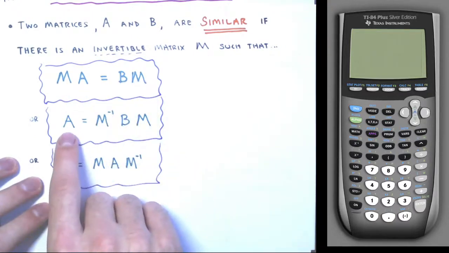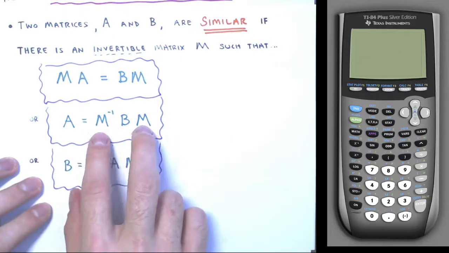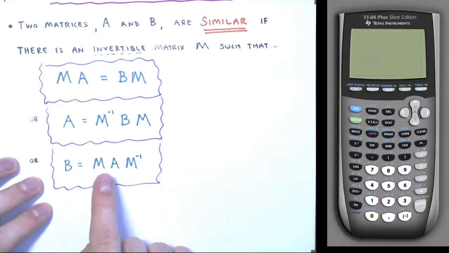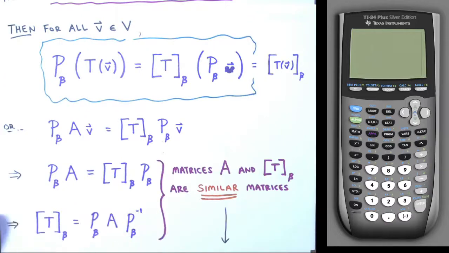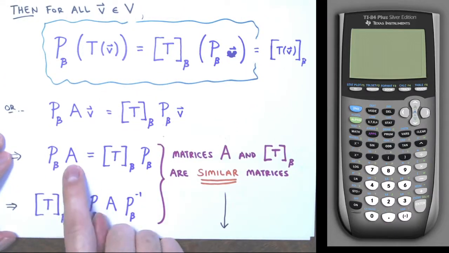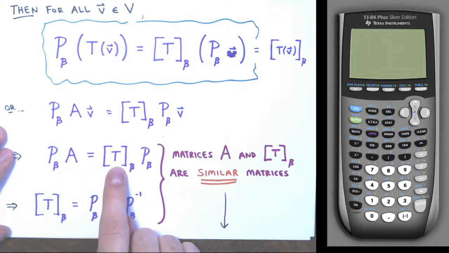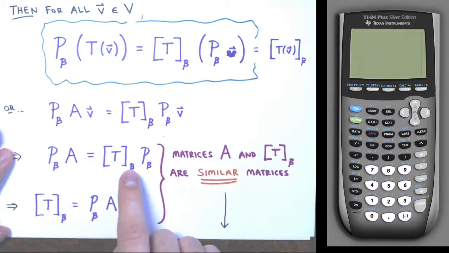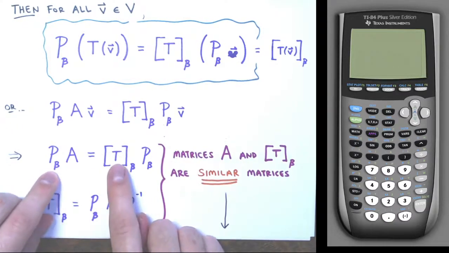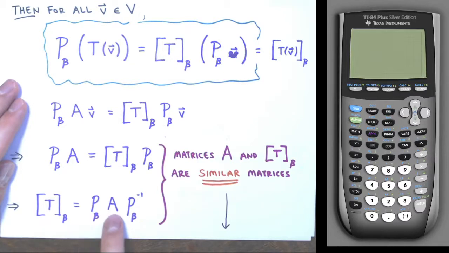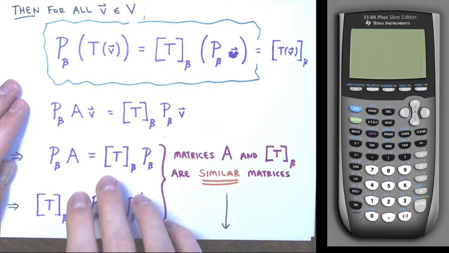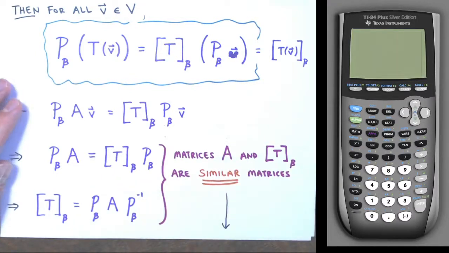And manipulating this, you could say that A equals B times that matrix and its inverse on either side, or B equals A times that matrix and its inverse on either side. And that's exactly what we have here with the standard matrix of a linear operator and its matrix representation with respect to any other basis. I see that if I multiply one on the left by PB and the other on the right by PB, I'd get the same result. Or one of them is equal to the other one multiplied by PB and its inverse on either side. So they are similar.